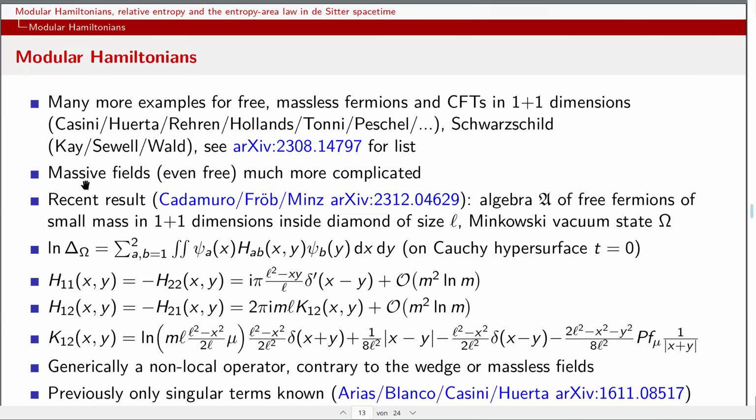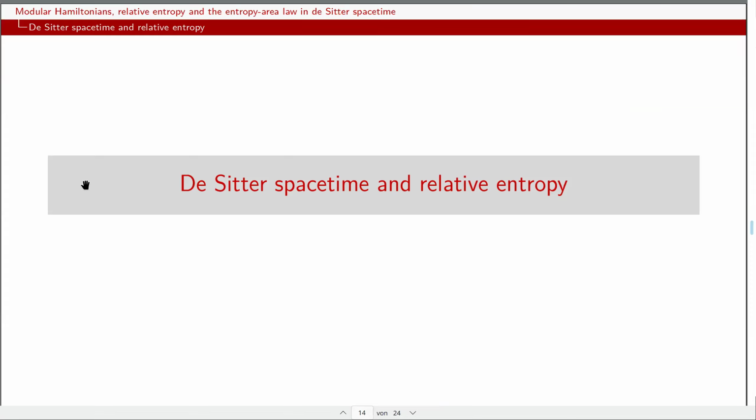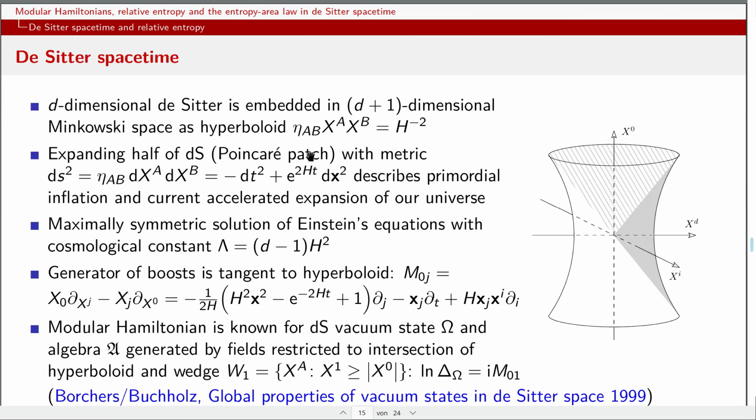Okay. So now we have our modular Hamiltonian. Now we can use it to compute relative entropies. So let's get to the second to last part of the talk, the de Sitter spacetime and relative entropy. I recall to you that the best way to look at the de Sitter spacetime in d dimensions is to embed it in the d+1 dimensional Minkowski spacetime as this hyperboloid that I've depicted here. So it's the Lorentzian analog of a sphere. And the relevant part for our universe is the expanding half, the Poincare patch. So that's the whole upper triangular part here.